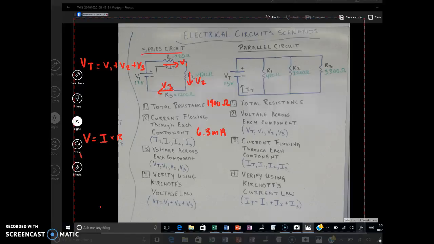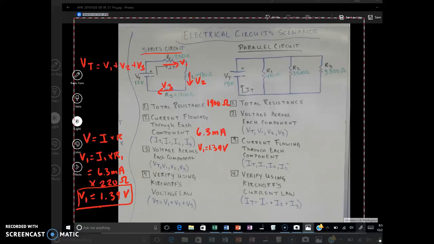If we say V1 is equal to I1 times R1, we could say that 6.3 milliamps times 220 ohms gives you a V1 equal to 1.39 volts. So V1 is equal to 1.39 volts. And we simply do the same thing for the other two resistors.